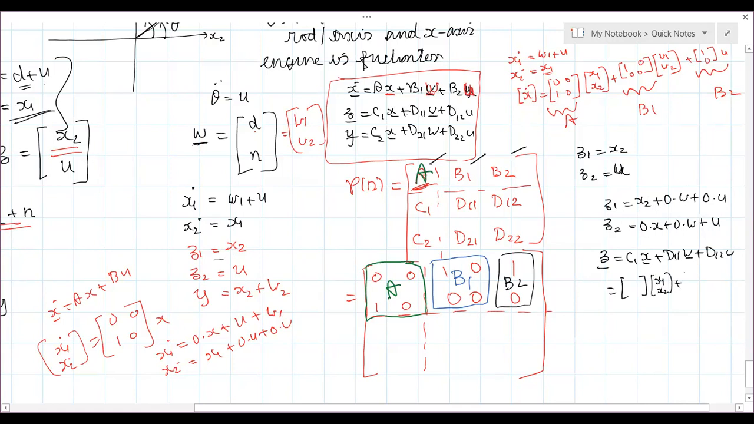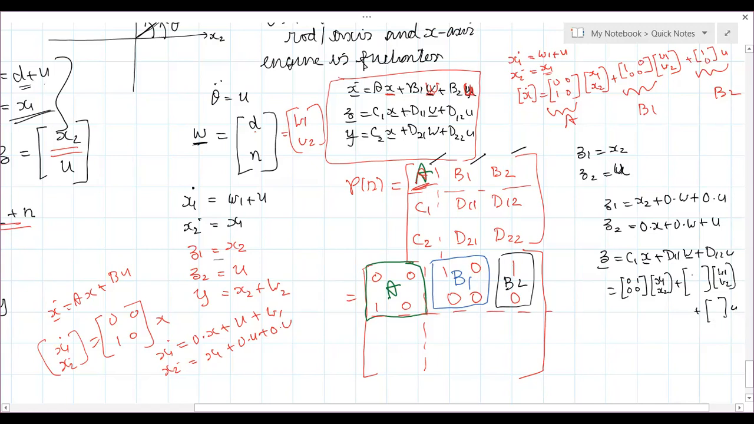So, let me compare this. Plus something into W1, W2, plus something into U. Tell me, what should be C1? 0, 0, 1, 0, 0, 0, 1. Then what's the next row? 0, 0, 0, 0. Okay.